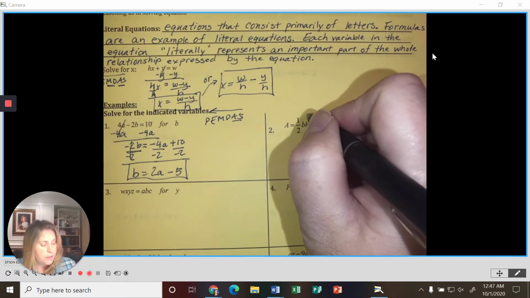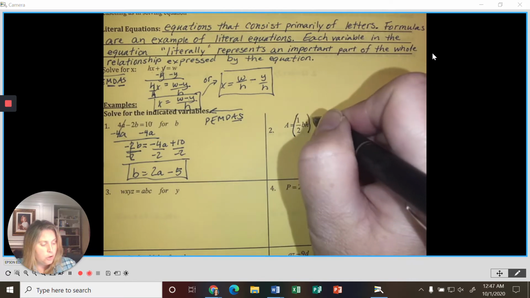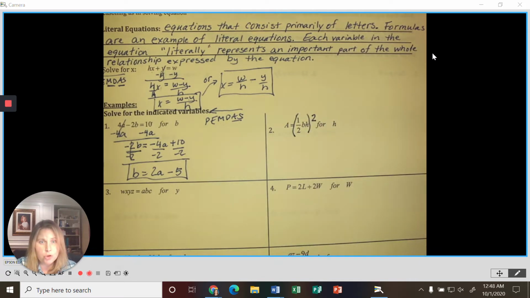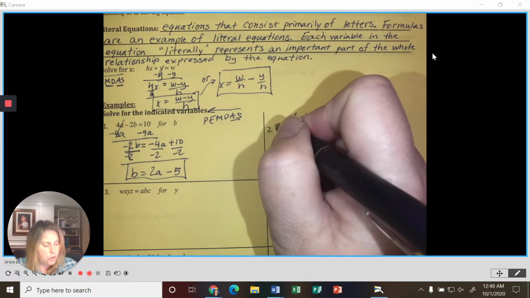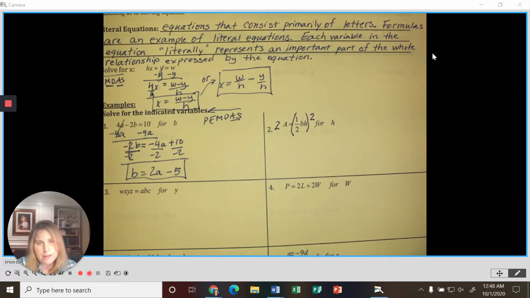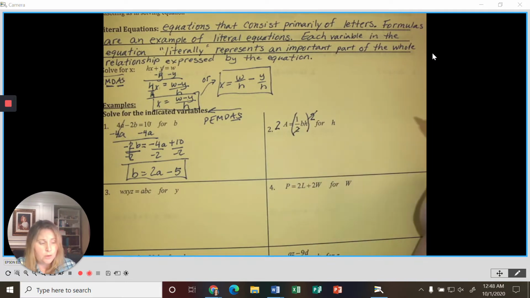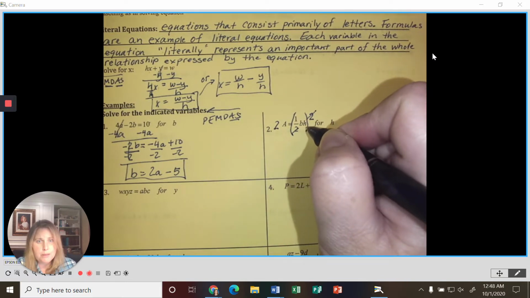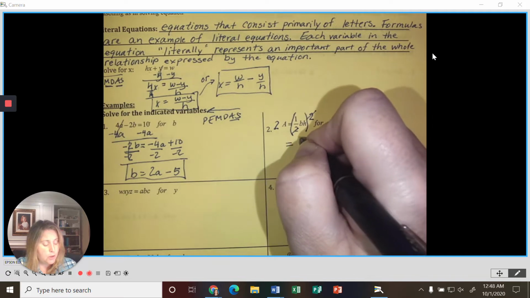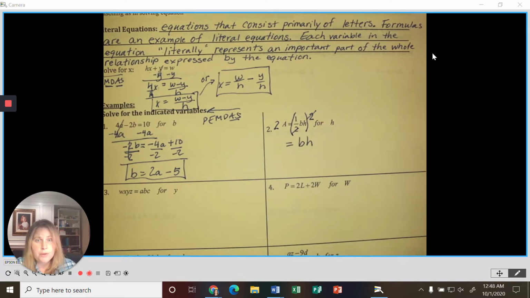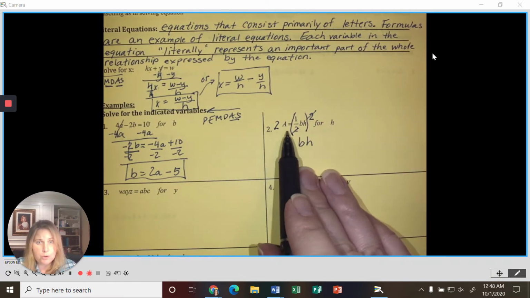So I'm going to take the entire right-hand side of the equation and multiply it by 2. And whatever I do to one side, I have to do to the other. I'm going to take the entire left-hand side, which is just an a, and multiply it by 2. The reason I'm doing that is because I want these 2's to cross cancel. Okay, so that leaves me with 1 times b times h on the right hand side. So that's just bh. And on the left hand side, it leaves me with 2a.